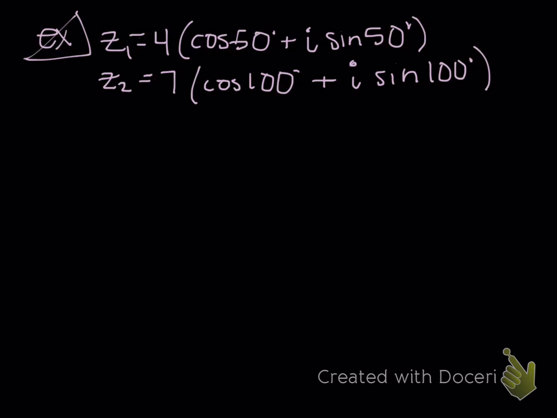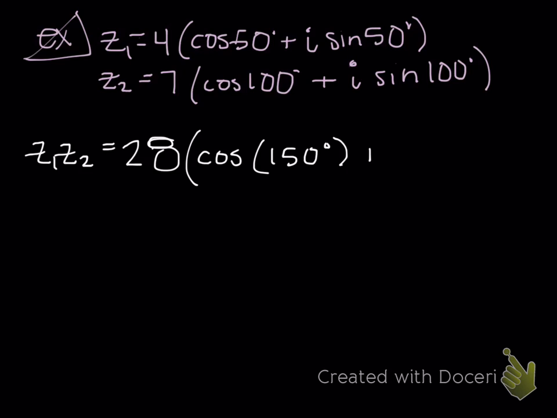So to find the product, I have z1 times z2. And the formula says that you multiply your radii together, so 4 times 7 will give us 28. And then you add your angles together, so I have cosine of 150 degrees plus I sine of 150 degrees. Now obviously I could stop here in polar form, or I could convert this to rectangular form, which is what we practiced yesterday. So if I asked for a rectangular form, you would use the coordinates that correspond and go one step farther. But we'll leave it like this for now.